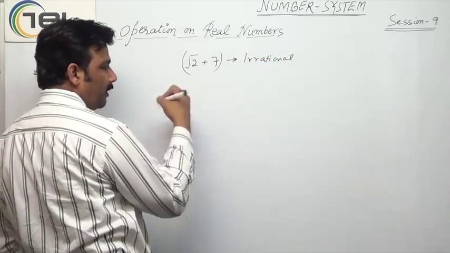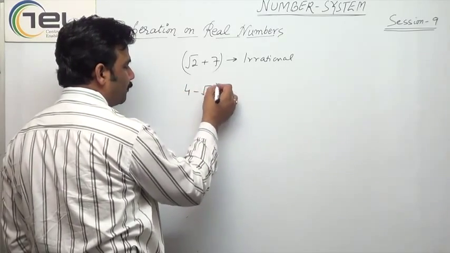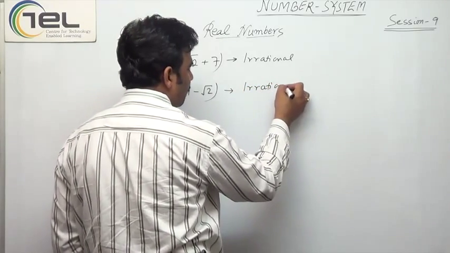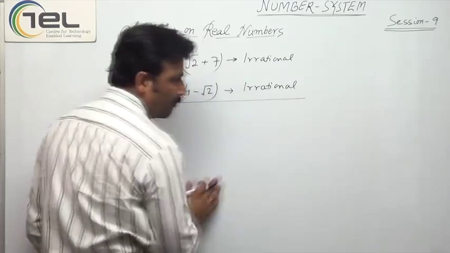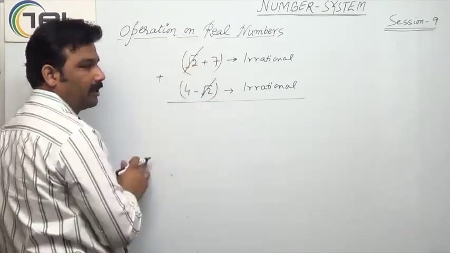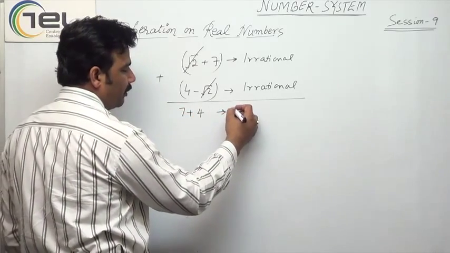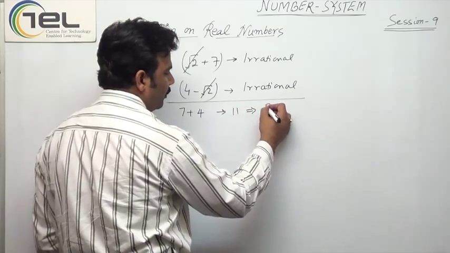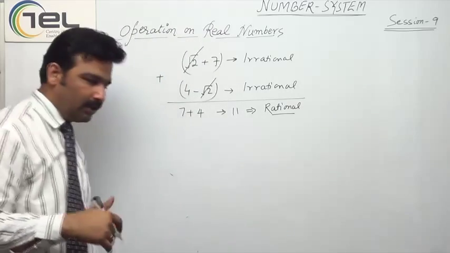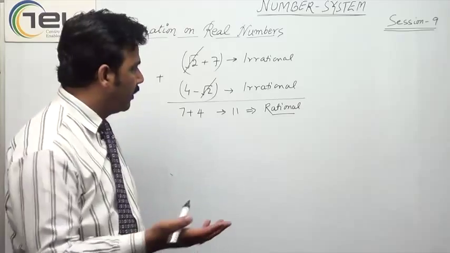And again I will take another, it is 4 minus root 2. It is also an irrational. Just add them. This will be cancelled out. What I have? I have only 7 plus 4, which is 11, and this is a rational. So, addition of two irrational numbers can result into a rational or it can result into an irrational.